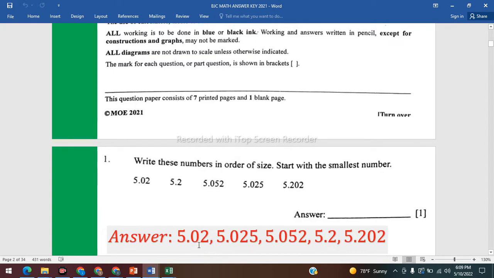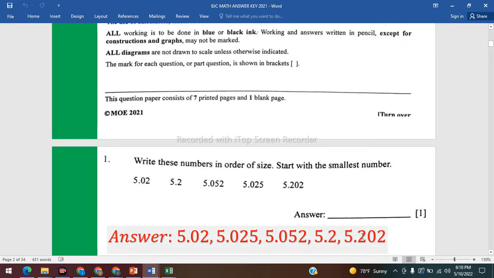So 5.02, then 5.025, then 5.052, then 5.2, and 5.202. So that's how we arrange it from least to greatest, or in ascending order. And the way we do it is that we compare the first digit. The first digit is 5, so all of them are equal there. Then the second digit: this is 0, this is 0, this is 0. But this is 2, so this one is bigger than all three of them.